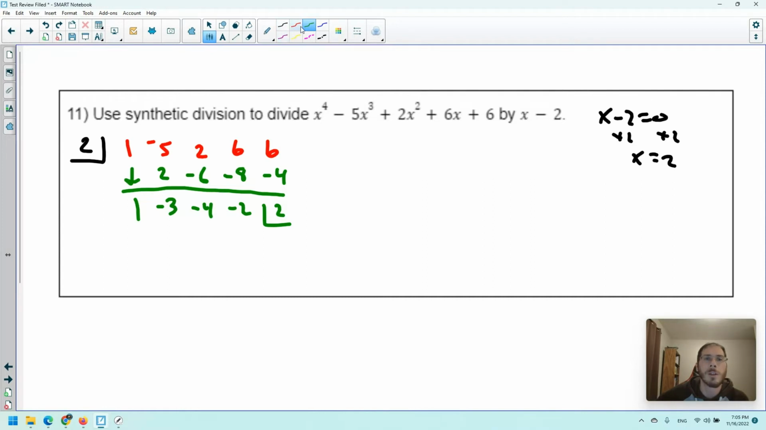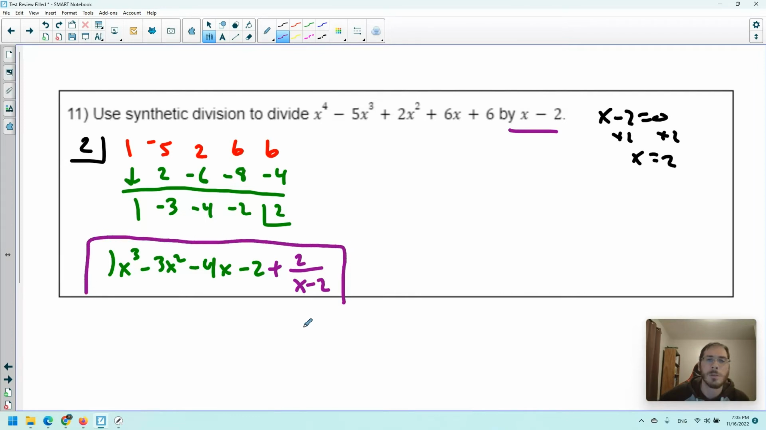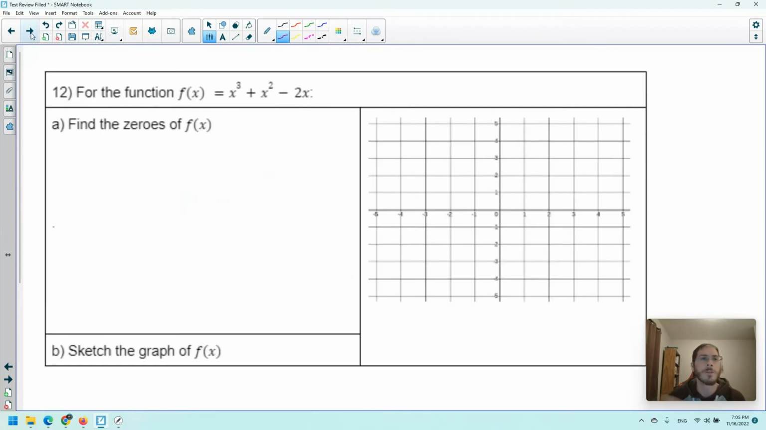So in order to finish off our division, we just have to write down our answer. We started with x to the fourth, so this one's going to be x to the third. So 1x to the third. Then we just go down. Minus 3x squared, minus 4x, minus 2 with 0x. And then here we got the remainder is 2. So plus 2. And now that's going to go on the bottom with x minus 2. Remember, that's like an x to the negative 1 because it's hiding down there in the denominator. So it does make sense. It goes in order. That's it with 11. For 12, we've got a function here.